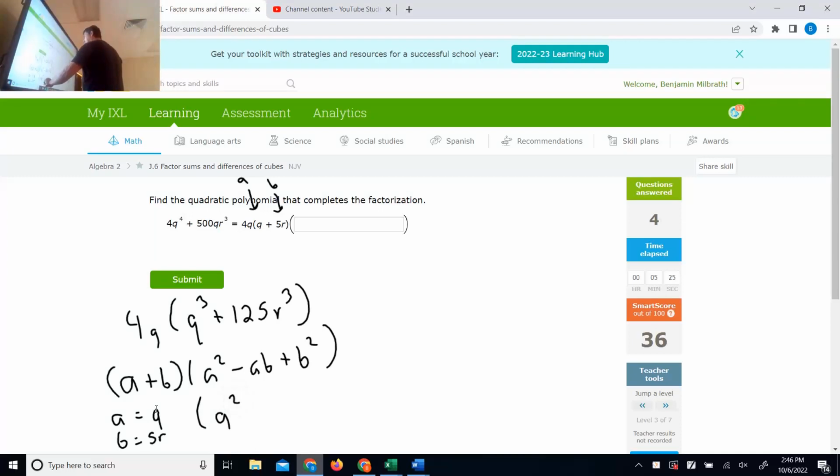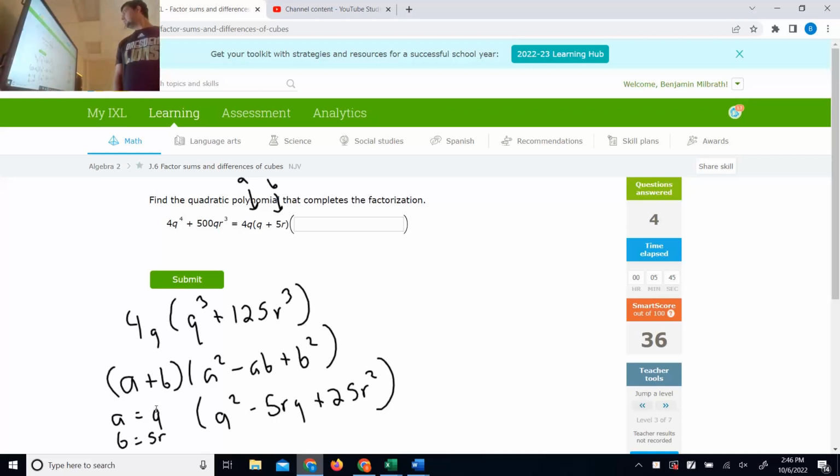Q squared. We're going to take 5r and q and multiply them together, so minus 5rq. And then we're going to take 5r and square it, positive 25r squared. And there's my answer.